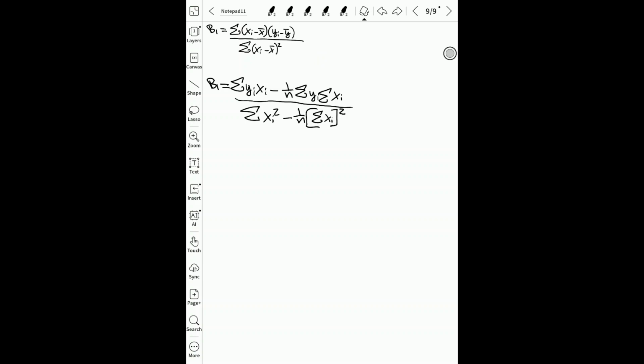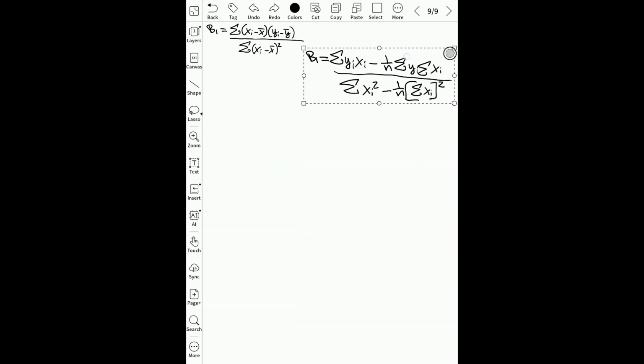So what we want to do is prove that the equation on the left is the same thing as the equation on the right. And that amounts to proving that the numerator is equal and the denominator is equal. And we can do that in this case.